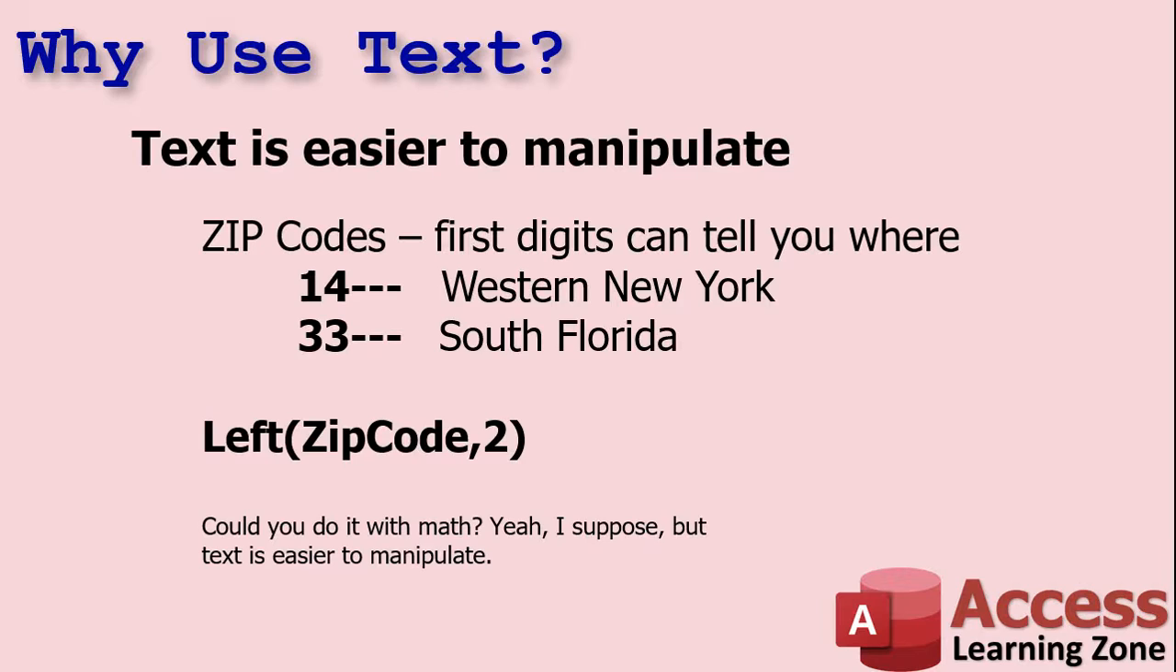For example, zip codes can tell you roughly where in the country someone is, right? The two places I've lived, Western New York, all the zip codes start with 14. South Florida, where I am now, 33, Southwest Florida, technically. So if you want to pull information out of that zip code, all you have to do is use the left function. Left zip code, comma 2 will give you that. And then you can look that up and figure out where they are. Could you do it with math? Yeah, I suppose you could. You could integer divide by 1,000 and then multiply it out. Yeah, okay, but it's easier just to use the left function.